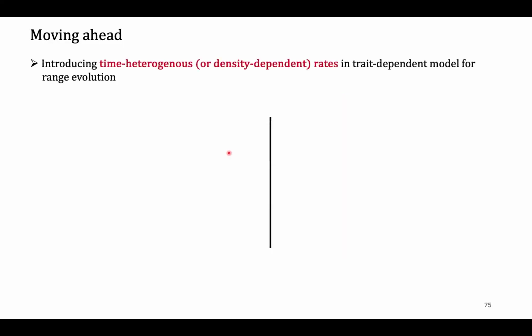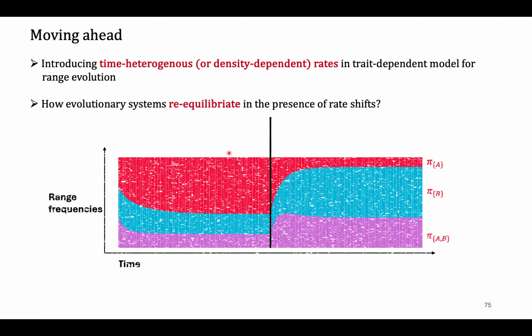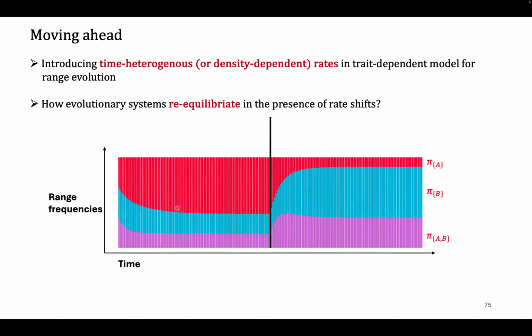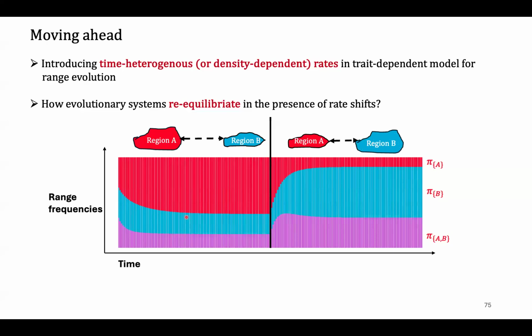Another consideration is that these rates that I described earlier are constant over time, so they are not changing over time. So we can introduce this notion of time heterogeneity. Maybe you have different scenarios. Maybe in the first half of the period, you have this scenario over here that corresponds to this specific behavior. Maybe at some point in time, you now have a regime shift or regime change, and then you have this scenario that also leads to different dynamics of the state frequency. So the question that you want to ask is how do evolutionary systems re-equilibrate in the presence of these rate shifts in time?